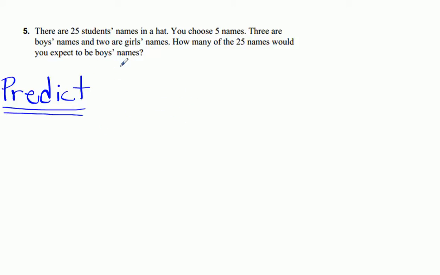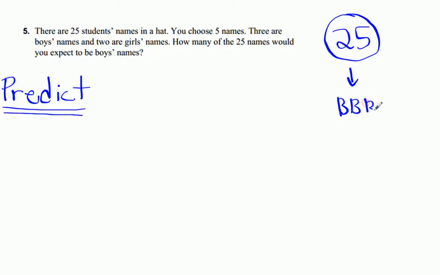So what I'm going to do is I'm going to look at the situation that I have. So I have 25 names in a hat, but I don't really know too much about it. The only thing I know is if I picked 5 names, and 3 of them were boys. And again, visuals are always helpful. And 2 of them are girls. So this is the only situation I really kind of know about. And it says, how many out of the 25 names would I expect to be boys? So I am going to write my probability of it being a boy.